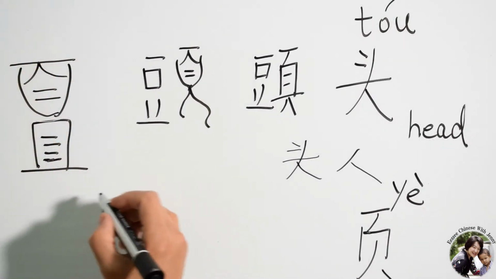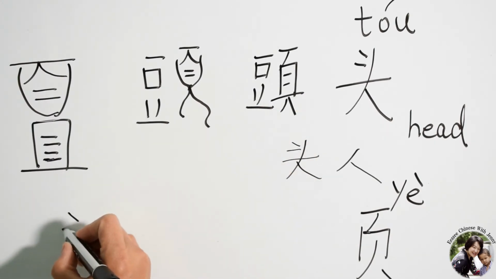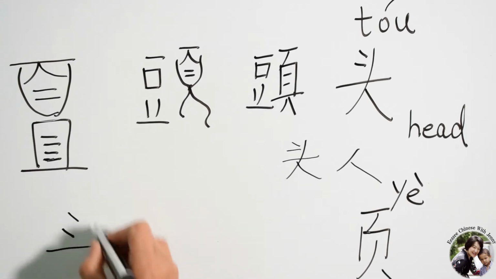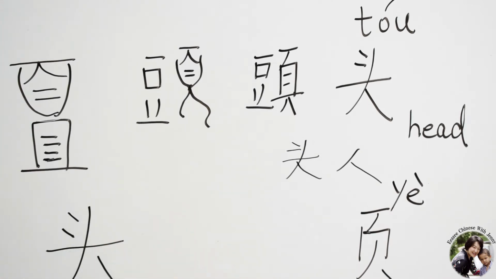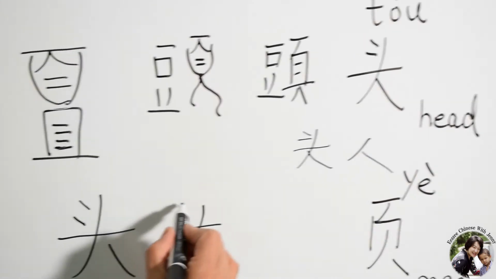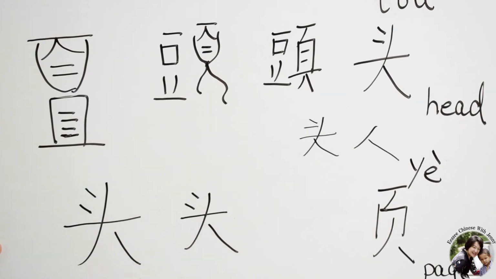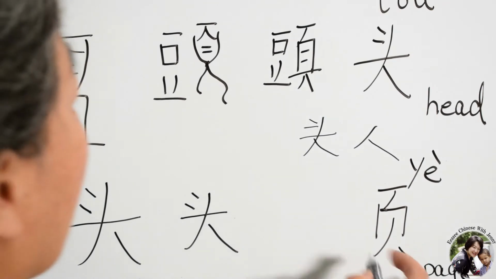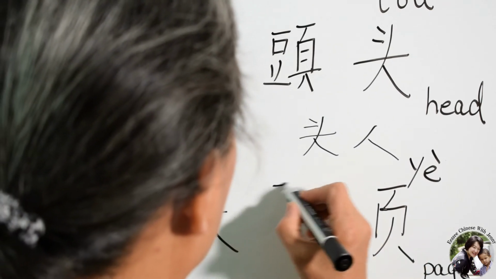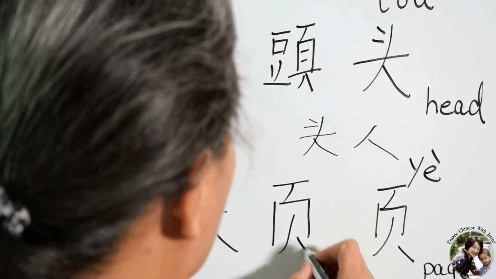Let me demonstrate how to write it. The first one, head, 头, 点儿, 横, 撇, 捺. If you remember this character 大, it's just that you add 2 dots on the upper left hand side, means 头, head. And this one, 页, page, 一横一撇, 竖横折撇捺.